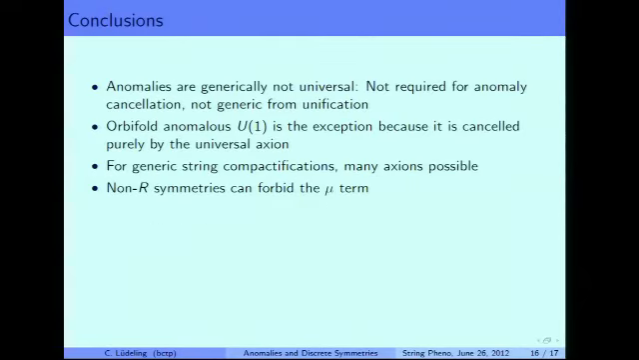Okay, this brings me to the conclusion. My point is anomalies from the bottom-up perspective need not be universal. And there's one particular exception, which is of course the orbifold anomalous one, which is just by construction always universal. And for generic string compactifications, you can have a bunch of axions, and in particular, all the ones which are not the universal one will have non-universal couplings. And if you use them, you can have non-R symmetries to forbid the mu term.